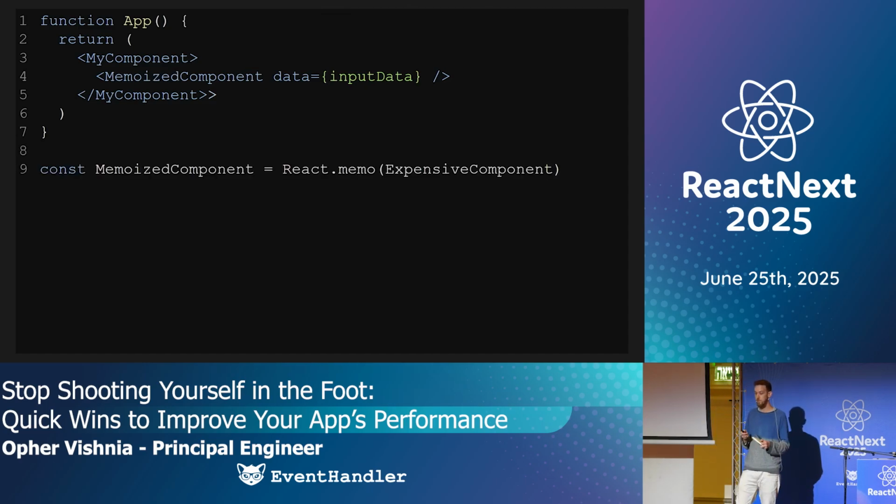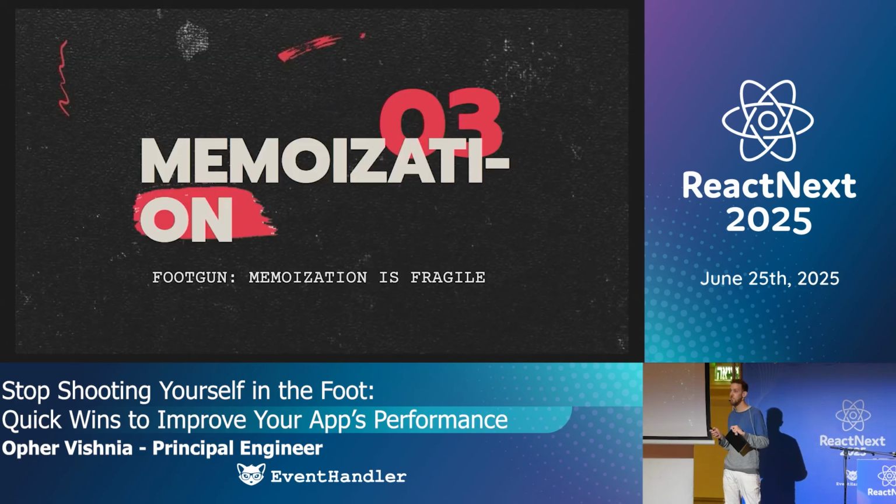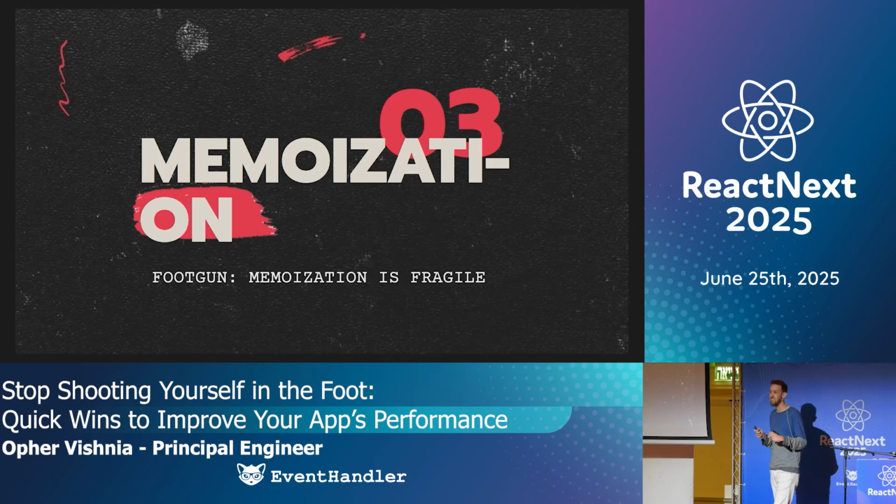To memoize this, we do something like this. We call React.memo, and we receive a memoized component, which in theory works well. This component will not re-render unless input data changes. But this is the thing. Memoization is fragile, and by that I mean that it's really easy to break. Memoization has an overhead cost of CPU and memory, and when memoization breaks, you pay these costs of CPU and memory, but you don't get the benefit of not having the component render too many times when it's not necessary. Let's see an example of that.